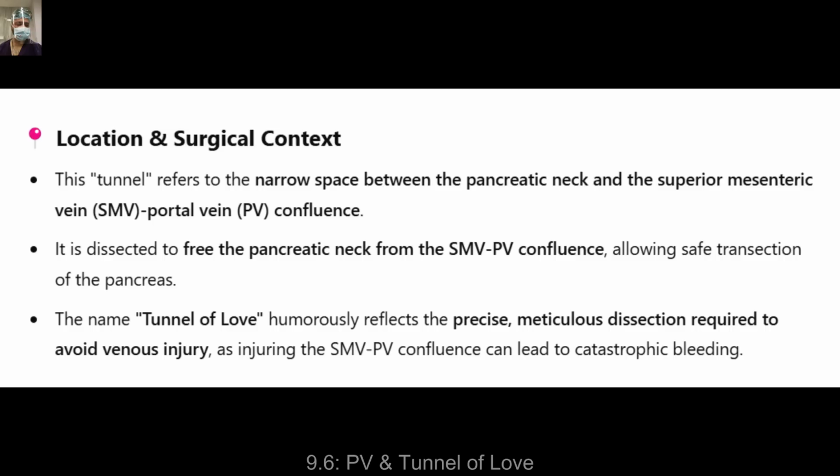If you have a difficulty, like in this case, there was more than 2/3 compression, maybe more than 75% of the vein was compressed by the tumor. So we were worried. If you fail to clear the tunnel of love, then you have difficulty.